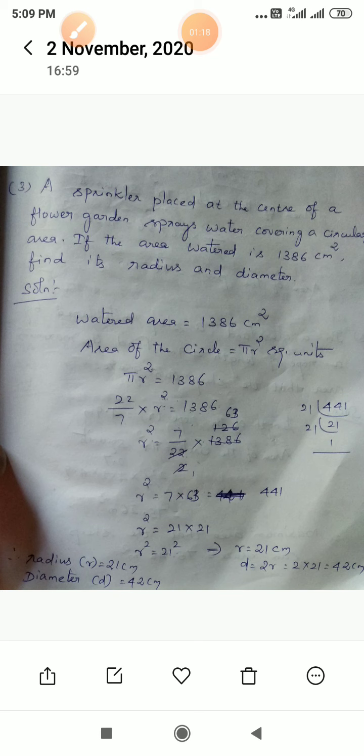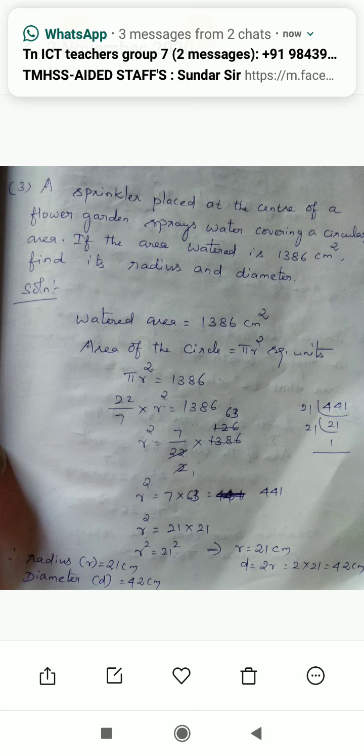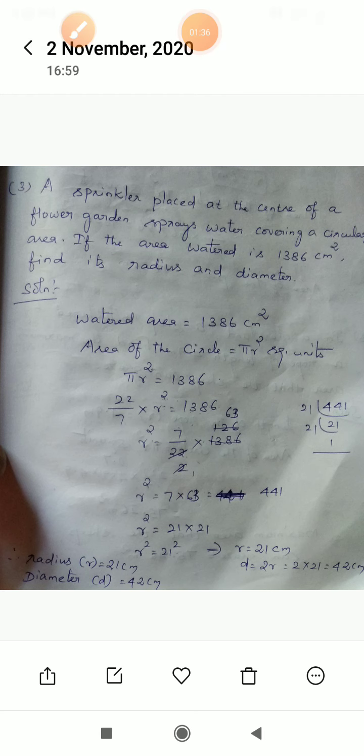Area of the circle is equal to pi r square units. Taking this area is equal to pi r square, pi r square is equal to 1386. Now substitute pi by 22 by 7, into r square is equal to 1386. R square is equal to 7 by 22 into 1386.